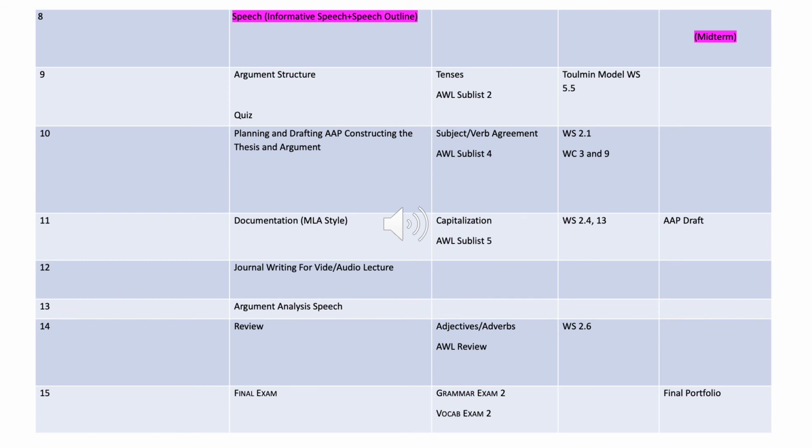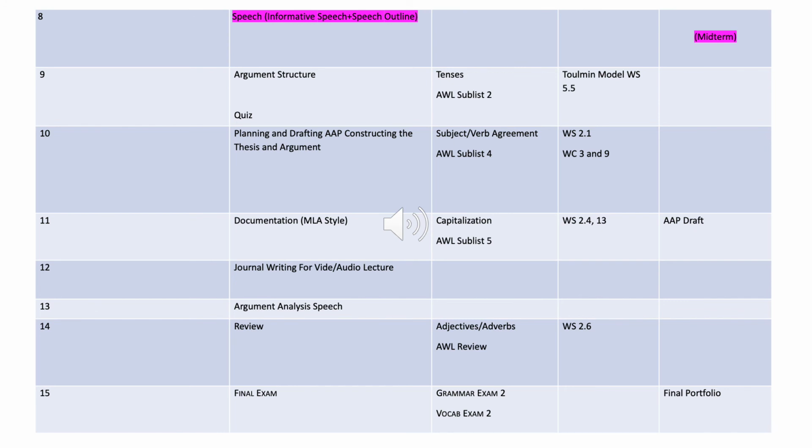Week 12, journal writing for video lecture. So you will be asked to write and keep a journal of all the video lectures or audio lectures for that matter that you will be attending throughout. When you attend a lecture, it is very important to take notes of that. Otherwise, it simply flies away. But if you keep notes, you can always recheck. You can refer back to them. So we will discuss that in week 12.